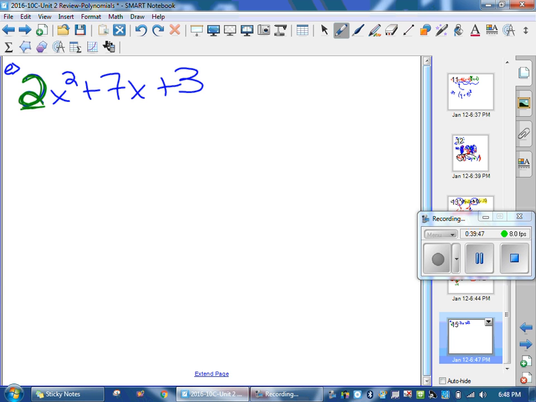Well, the only 2 numbers are 2 and 1. So I open my 2 brackets to start, and one will start with a 2x, the other one will start with a 1x. Now I start my diamond.